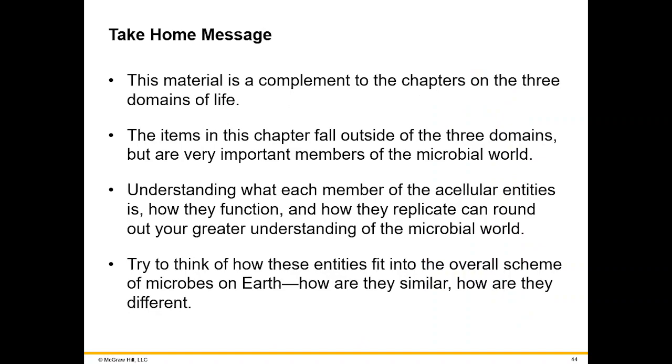Okay, so those are the acellular entities in the microbial world, not actually made up of cells. Okay, so that's it for our lectures for this module.